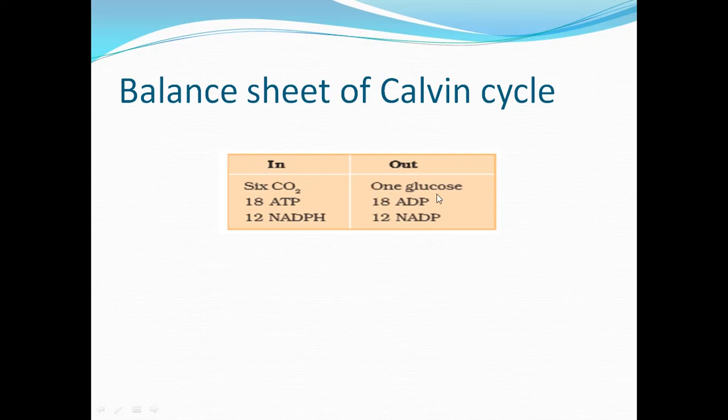So the synthesis of one glucose molecule requires 6 carbon dioxide molecules, 18 ATP molecules, and 12 NADPH molecules. The outcome is 1 glucose. These are the products: 18 ADP molecules and 12 NADP molecules.